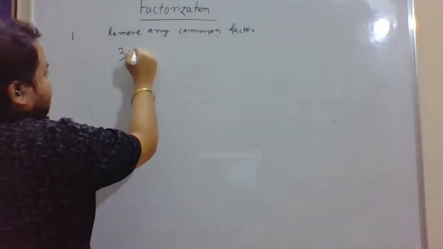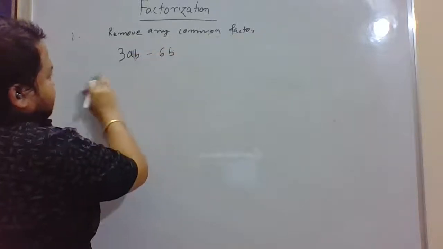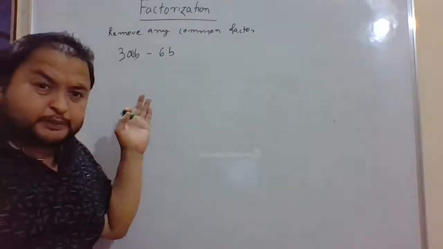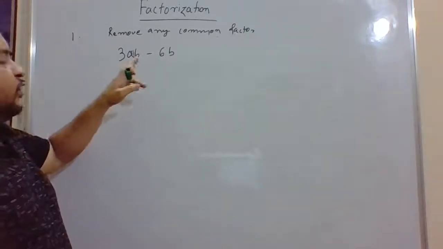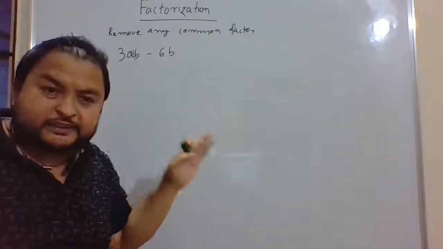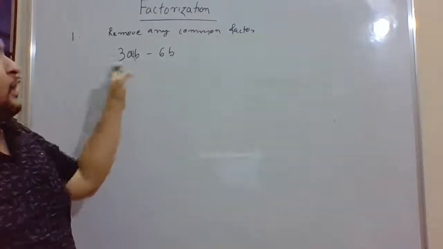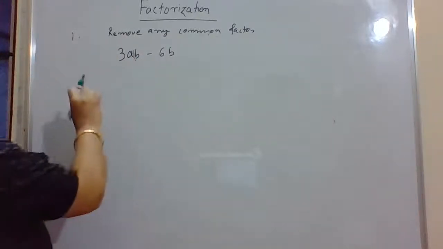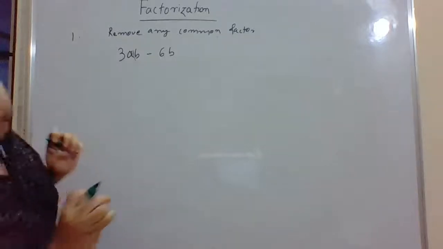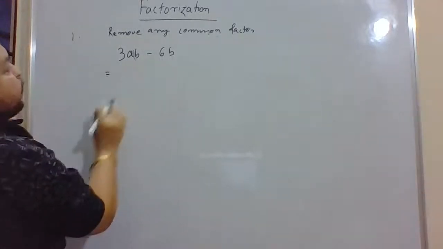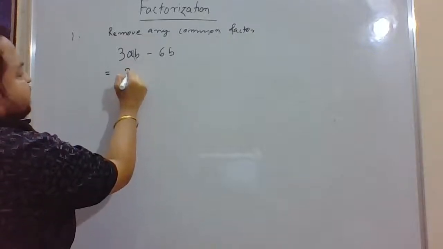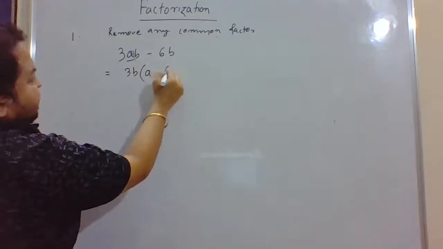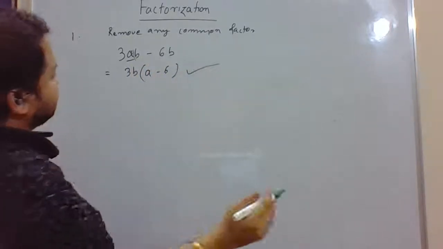3ab minus 6b, and the reason I have chosen this one is, don't be prejudiced that it would always be in terms of either x or y. You can also get an expression like this: 3ab minus 6b. Then obviously what would be the highest common factor? It would be 3b. So if you take 3b common, a minus 6. So that is it. That's the answer.